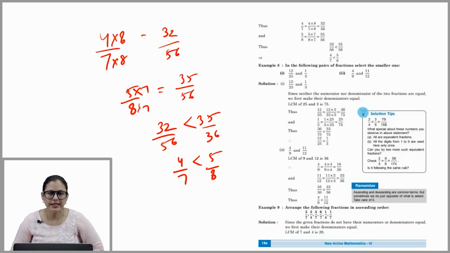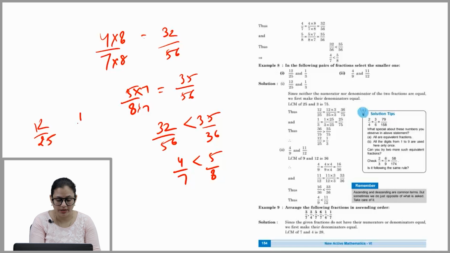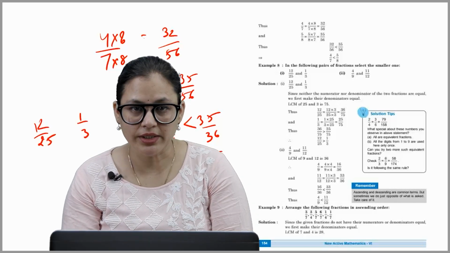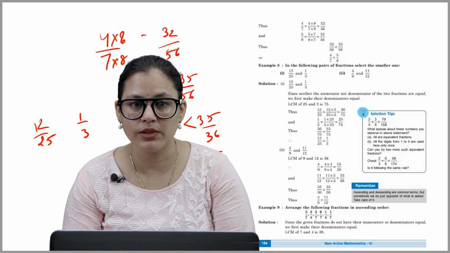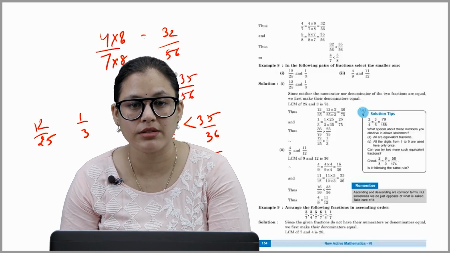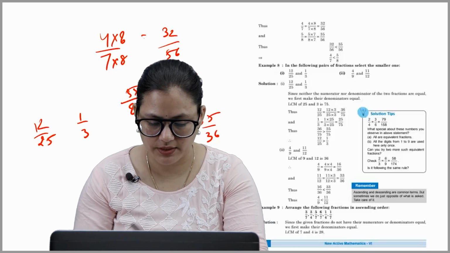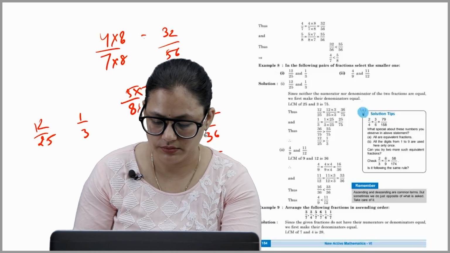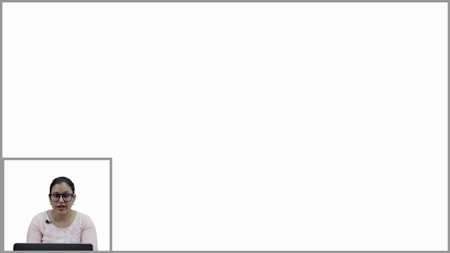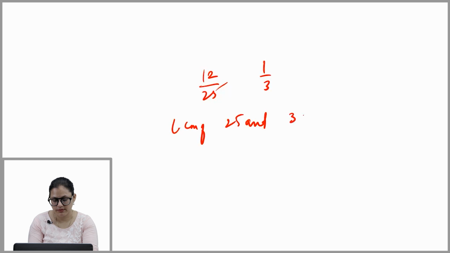Example 8, in the following pairs of fractions, select the smaller one. 12 by 25 and 1 by 3. Since neither the numerator nor the denominator of the 2 fractions are equal, we first make their denominators equal. So, we will find out the LCM. You have to find out the LCM of 25 and 3. So, the LCM of 25 and 3 is 75.